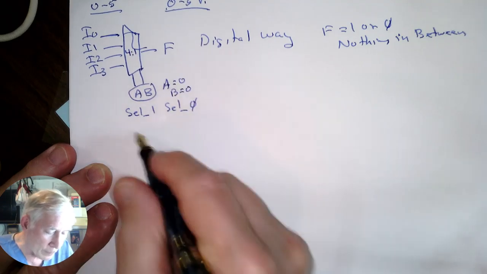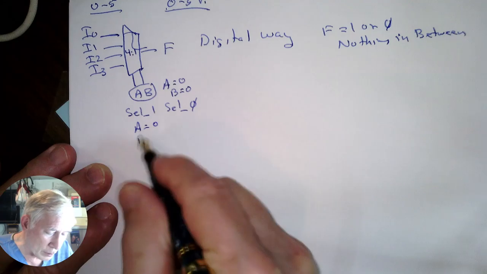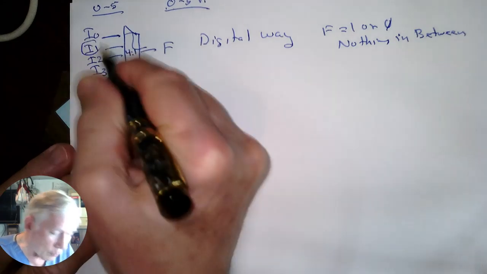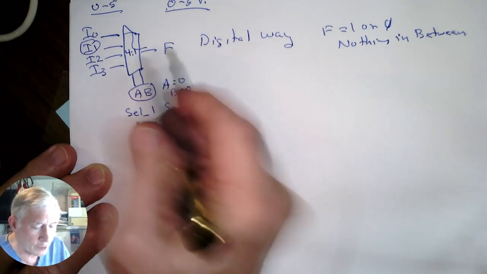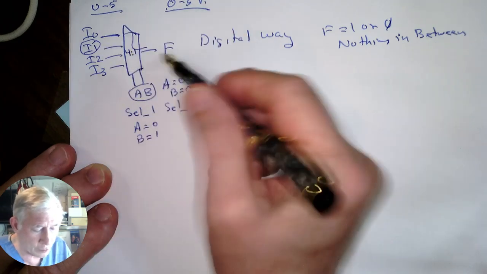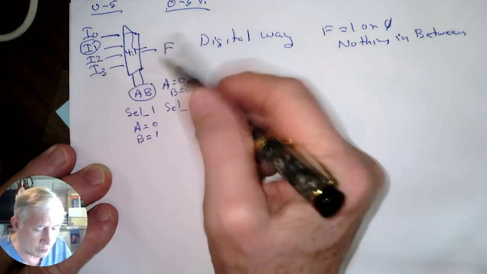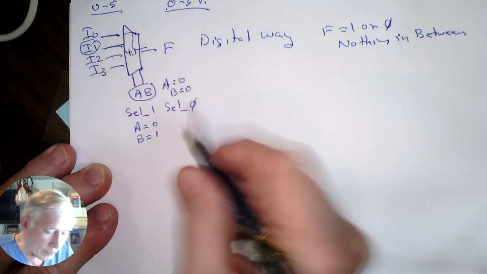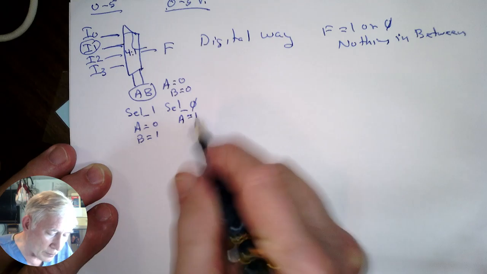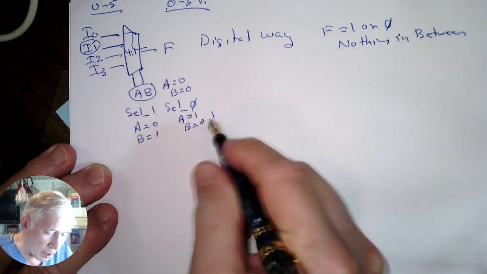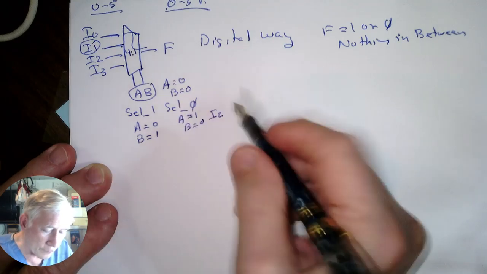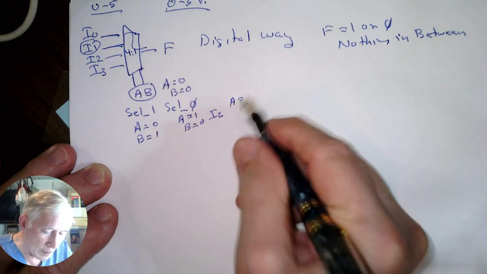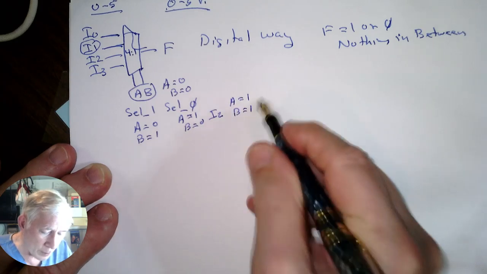Now if we have A equals 0, B equals 1, now we're going to highlight I1, and it'll be connected to F, and I0 can change, and it won't make any difference in F. I2 can change, I3 can change, doesn't matter. F only responds to the I1 input. And then if A is 1 and B is 0, now we're talking about I2. And then if A is 1 and B is 1, now we are talking about I3.